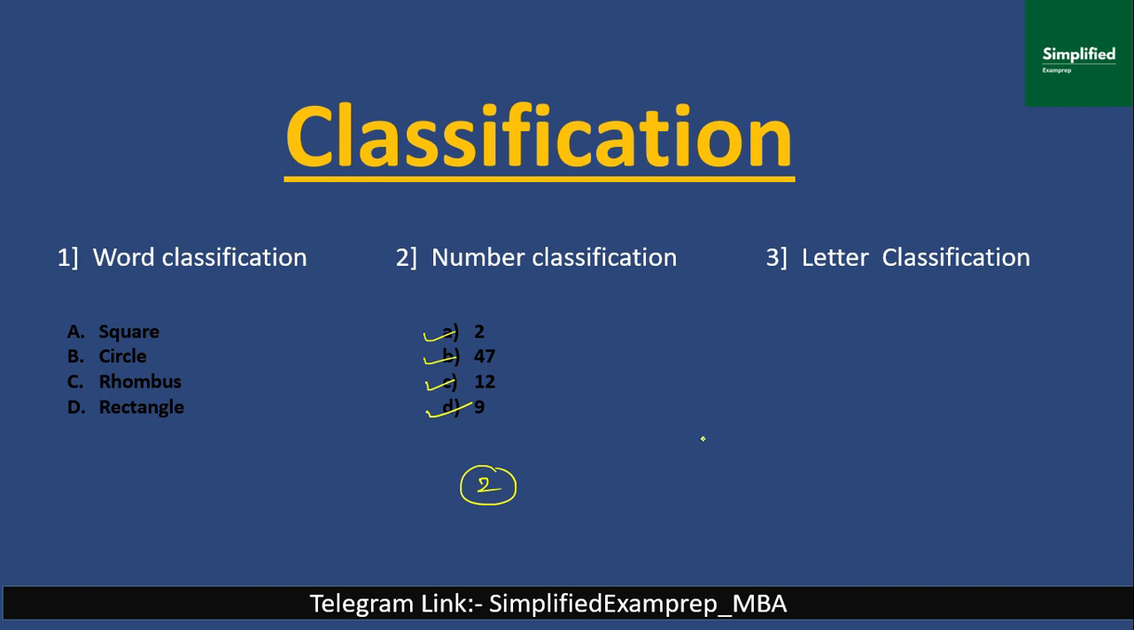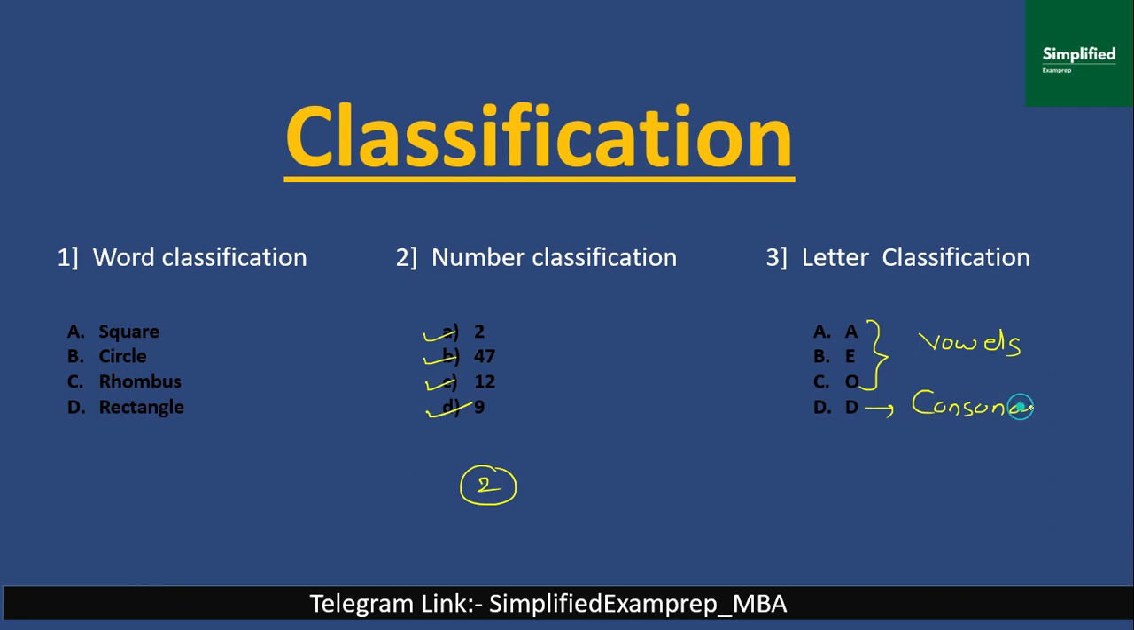Now let's move further and see what is the letter classification. In letter classification we have 4 elements: A, E, O, D. Here, A, E, O follow the same rule. And what is that rule? The letters A, E, O are nothing but vowels. But D is not a vowel. That means it doesn't follow the rule of the group. It's a consonant.